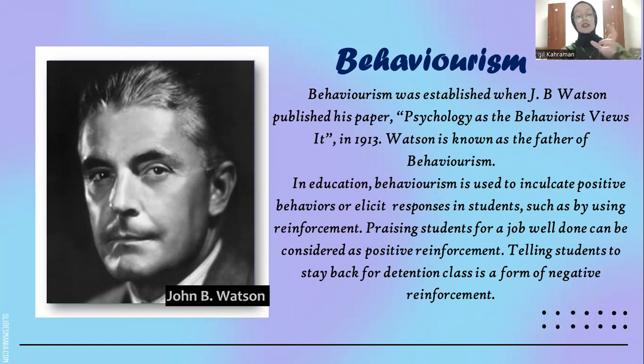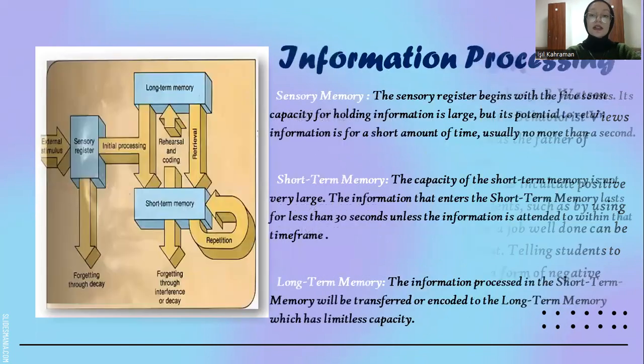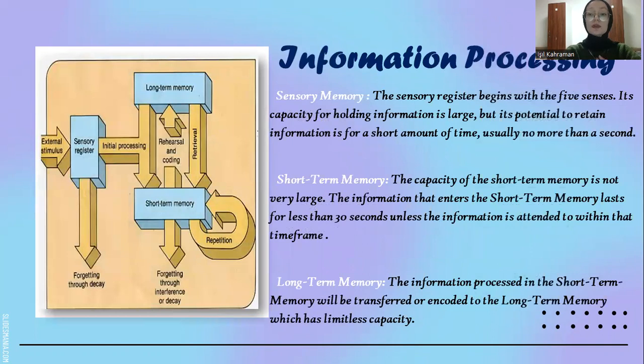And let's give an example of this reinforcement. For example, praising students for a job well done can be considered a positive reinforcement, while telling students to stay back for detention class is a form of negative reinforcement. And let's talk about information processing. There are three types of this processing. First is sensory memory, next is short-term memory, and the last one is long-term memory.